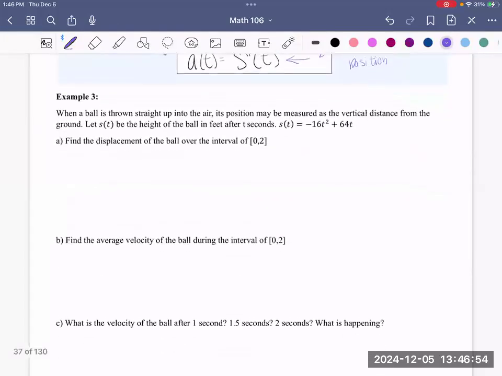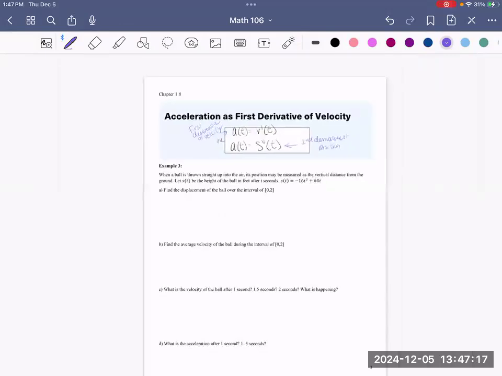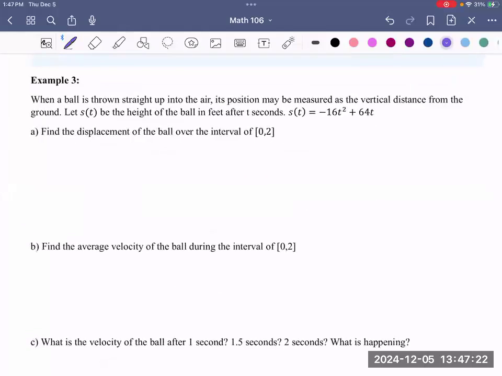So now let's put it into action. A ball is thrown straight up into the air, and its position may be measured as the vertical distance from the ground. Let S of t be the height of the ball in feet after t seconds, S of t equals negative 16 t squared plus... Oh, actually, this isn't the car problem. Oh, no, this is fine. This is just another take. Sorry, I thought we were doing the car problem first. We're just talking about a ball first. So we have a ball that's being thrown up into the air.